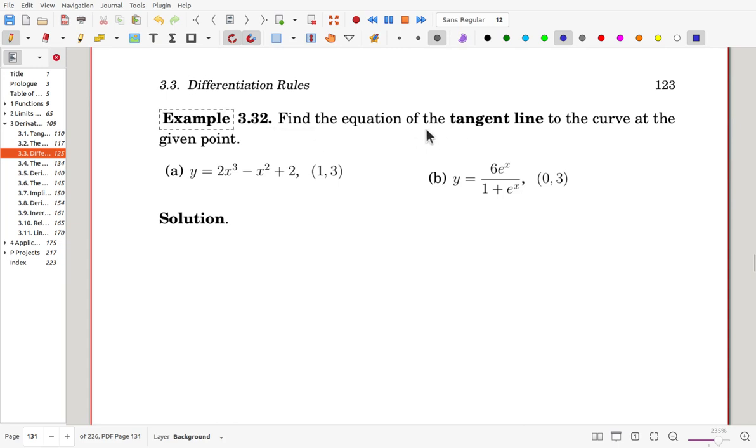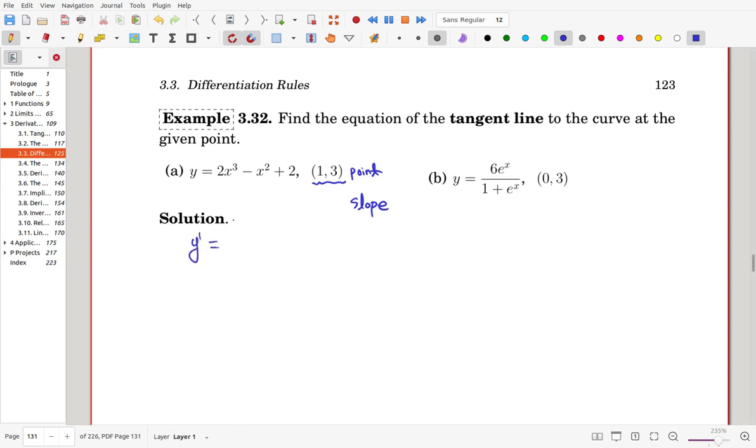Find the equation of the tangent line to the curve at the given point. Okay, so here the point 1, 3 is given: when x equals 1, y is 3. That is, a point is given, so we need the slope, that is point and slope. Then by using the point slope formula, we can get the tangent line. The slope can be found in this way from the derivative.